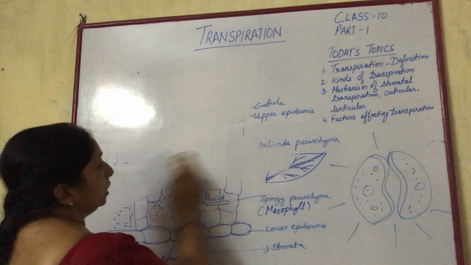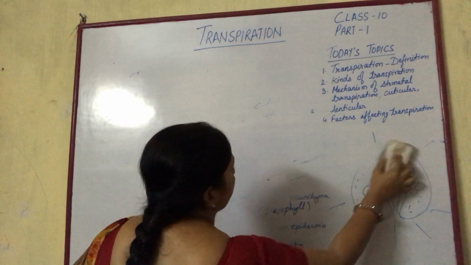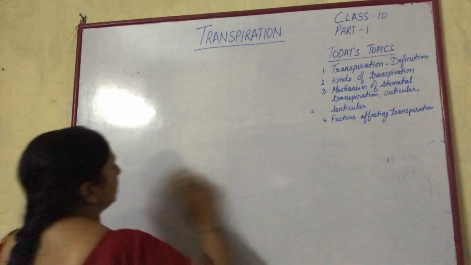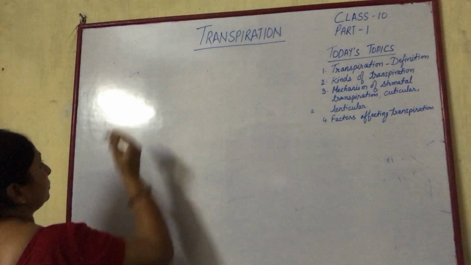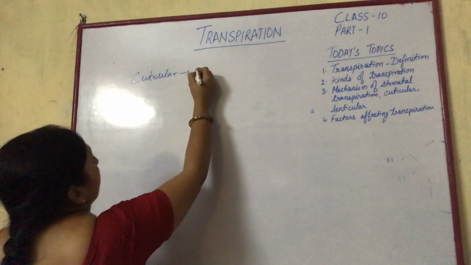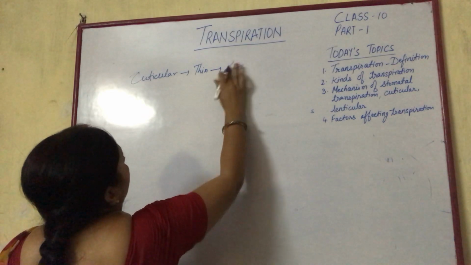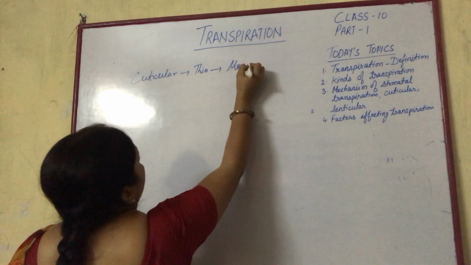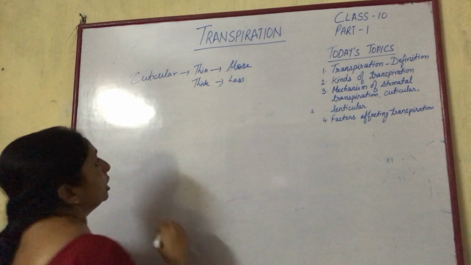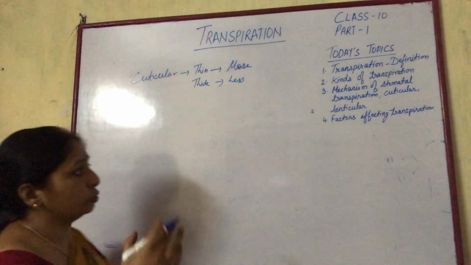Then next is cuticular transpiration. Cuticular transpiration is through the layer of cuticle. If the layer is very thin, there is more transpiration. If the layer is thick, then the transpiration is very less. So it is a kind of adaptation for the plants to avoid the loss of water through the surface.